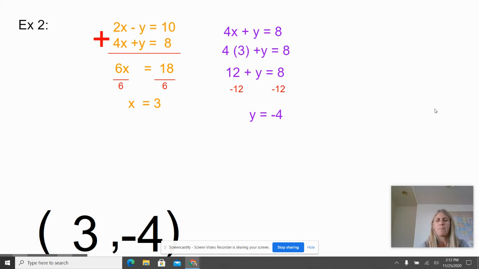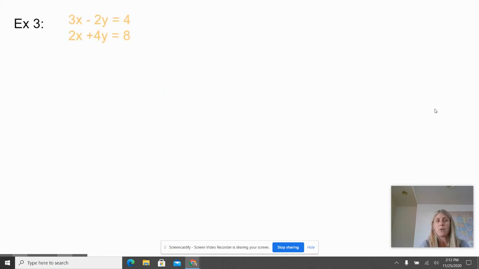Okay, now we're going to go ahead and bump up that level of difficulty for our final example, example 3. In this example, we are going to have to do that first step. And we're going to work more on this for our next class as well. But as you can see, I have a 3x and a 2x. Those aren't opposites. And I have a negative 2y and a 4y. Those aren't opposites. So one of the ways to decide what we're going to do to change it is I can see I do have a negative and a positive. I have a negative 2y and a positive 4y.